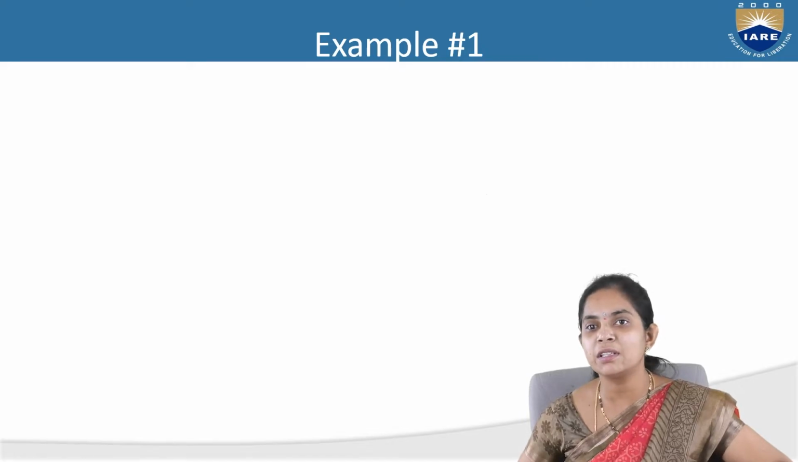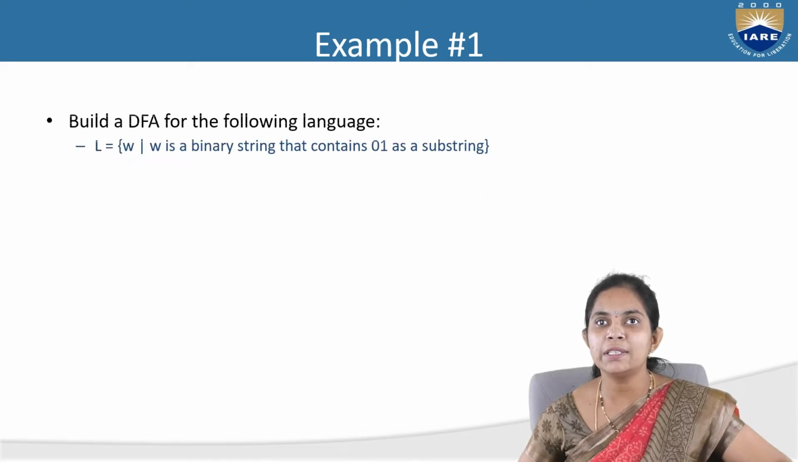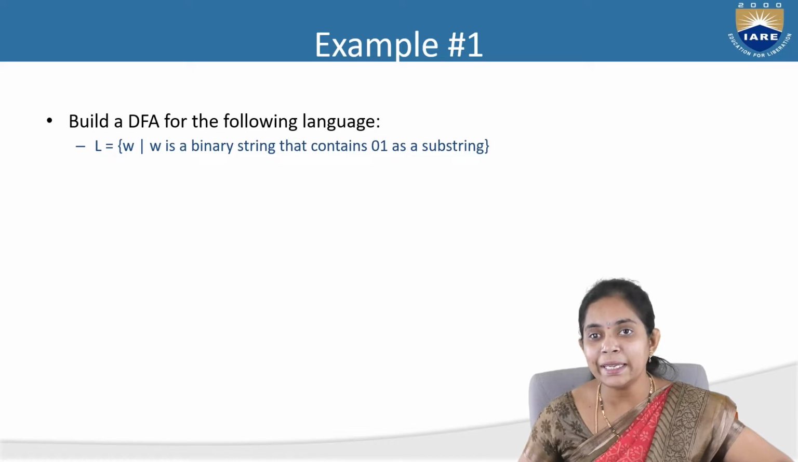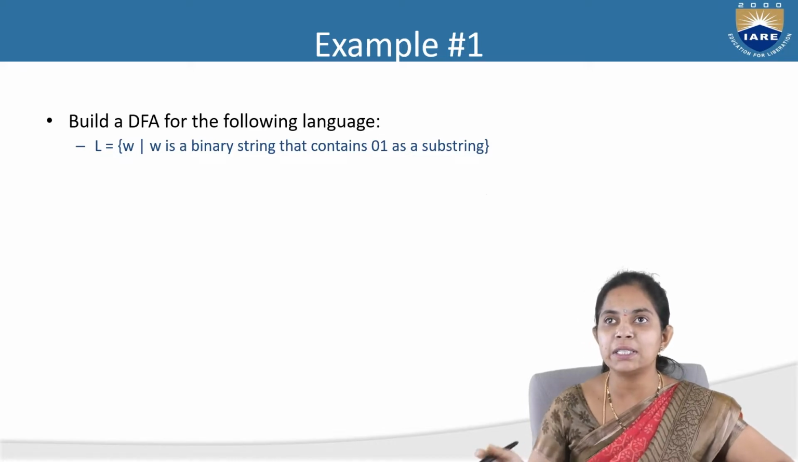So previously we discussed regular languages and how they are given to the DFA. Here we will see what kind of language we construct a DFA for. So here is an example: build a DFA for the following language, where the language is given with some condition.